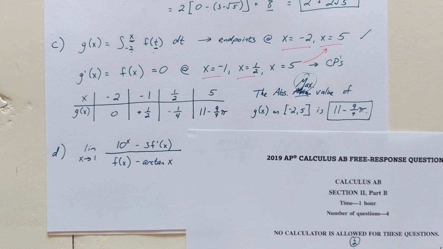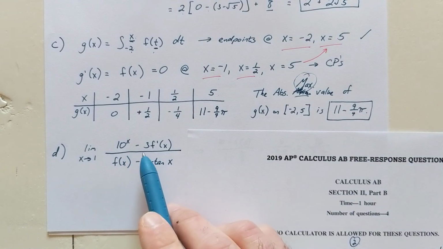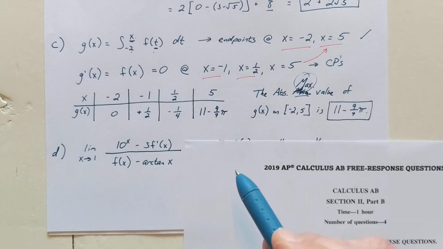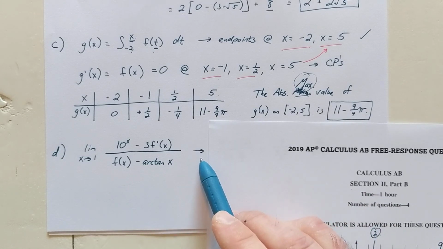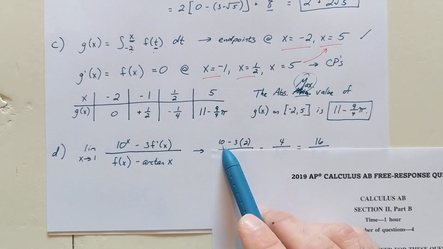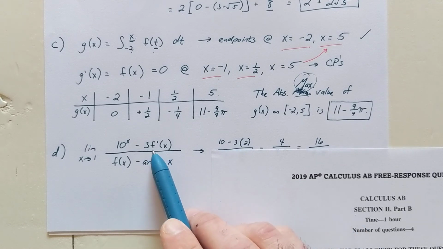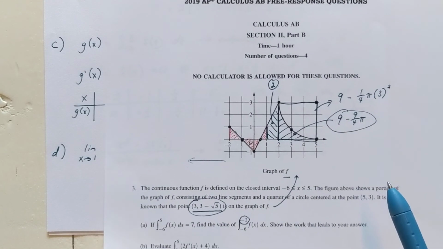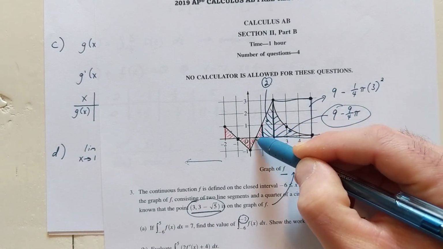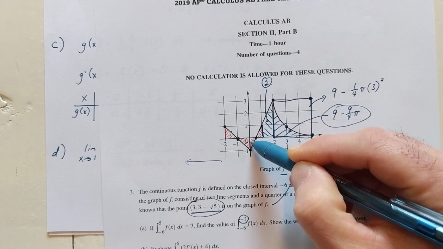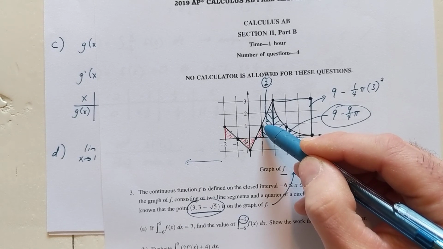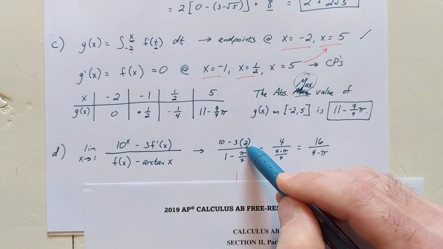Okay, so for part D, this is the limit we were looking at right here, 10 to the x minus 3f prime of x over f of x minus the arctangent of x. So I didn't even put an equal sign because I thought this was not going to work, but let's see what happened then. That numerator became 10 to the first power, just 10, minus 3 times f prime of 1. Okay, going back to the graph right here, f prime of 1 would be the slope of the tangent right here, and since we have a linear function at that spot, we can see that the rise is 2 and the run is 1, so the slope of f at 1 is 2. So that is where this 2 right here came from.